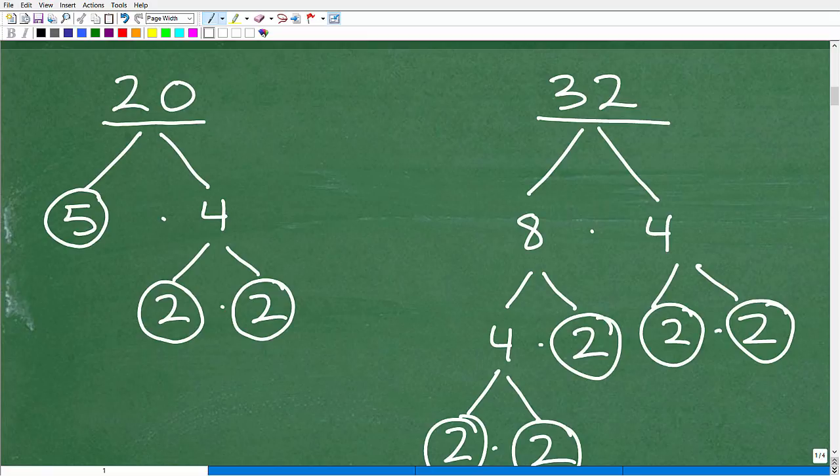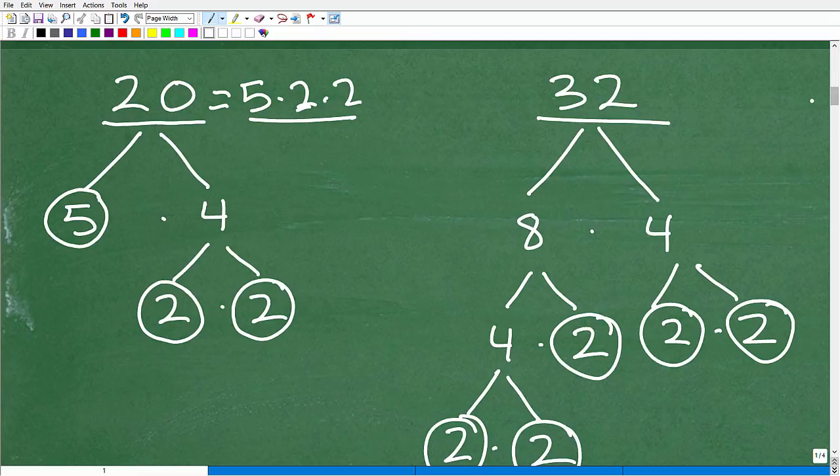But here, this factor 4, I can continue to break this up as 2 times 2. But then I can't go any further because 2 is just 1 times 2. So when the only other factor is 1, it's prime, so we want to circle it. So 20, I can break this down as 5 times 2 times 2. So really, 20, its prime factorization is 5 times 2 times 2. This is the prime factorization of 20. And that's what we want to do here. We want to look at the prime factors of each of these numbers.